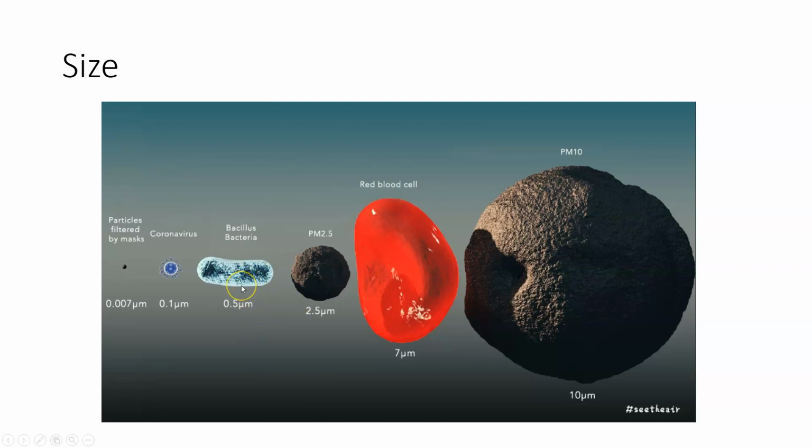Now, there's advantages to being smaller. It gives you what is known as a high surface area to volume ratio.